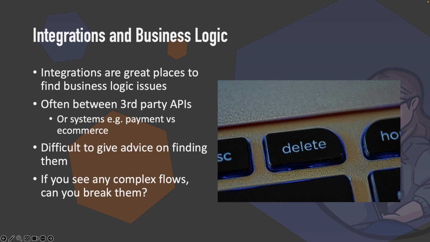A lot of the time with APIs, you'll find integrations with third parties. So maybe you're looking at, I don't know, a system design tool for developers. It'll integrate with Jira and then offer Jira tickets. Maybe it will have payment accepted via PayPal. Those integrations can be great places to find business logic issues. Any kind of complex flows, you want to think, can I break this?